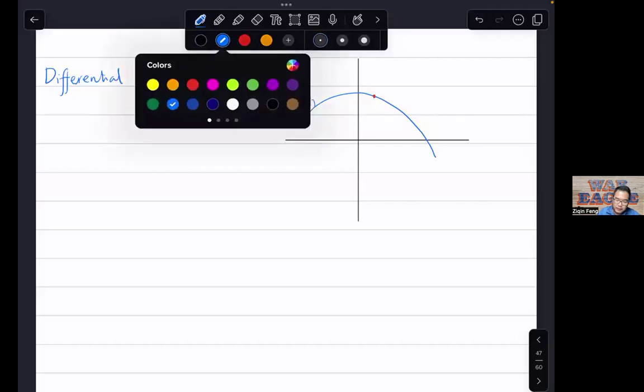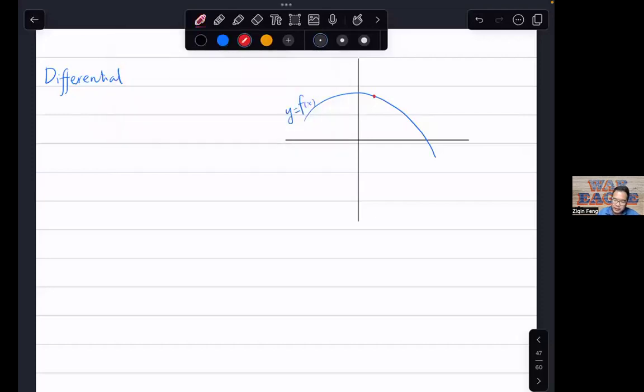We fix an x value, any x. We make our x change a bit, which is change to x plus delta x. Now you can see that the function changed from f of x, so this is our f of x, to this value here, which is our f of x plus delta x.